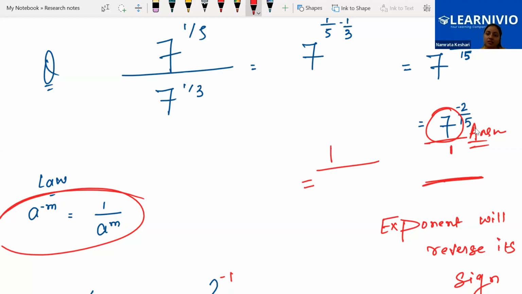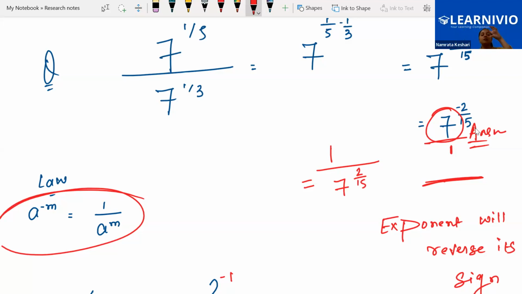Yes, ma'am. 7 just jumps to the denominator. And whatever was the exponent, that will be there. Nothing will change. Only the exponent will reverse its sign. Getting it? Yes, ma'am. We don't have to write the reciprocal of the exponent. We have to write the number.